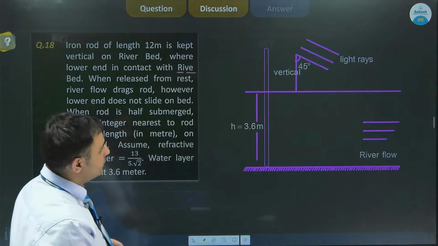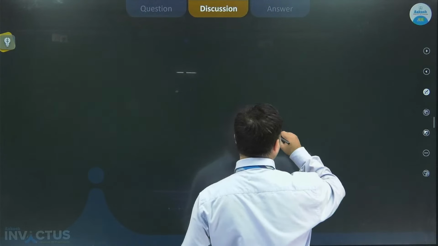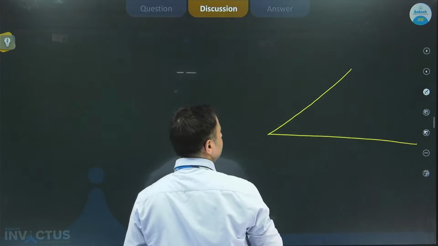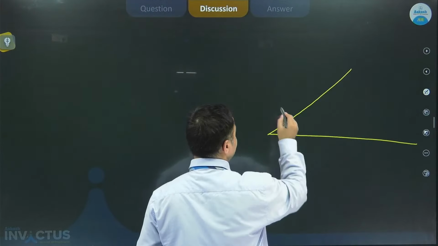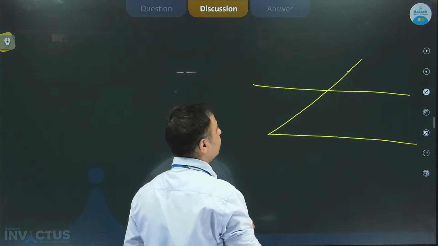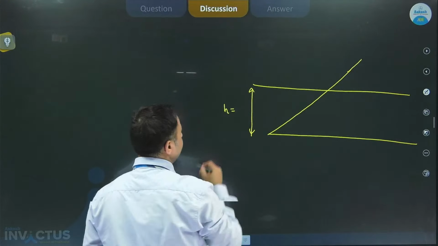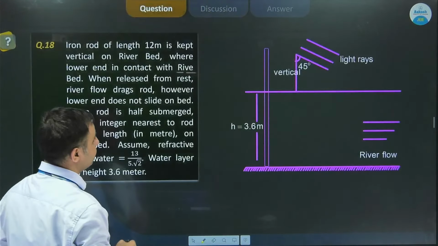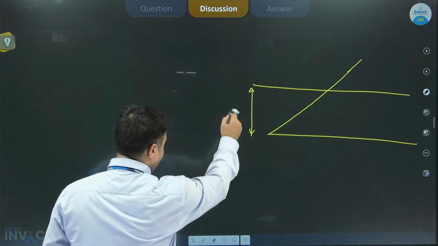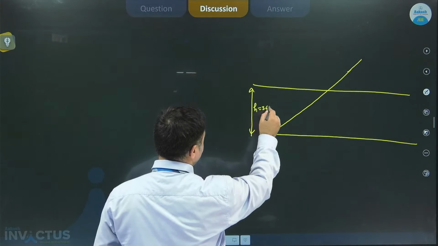All right, so let us draw the diagram first. The rod has bent somewhat, as the question says. This is the river bed. Let us suppose this is the height of the river, and this height is given in the question as h, which is 3.6. So h is equal to 3.6 meter.